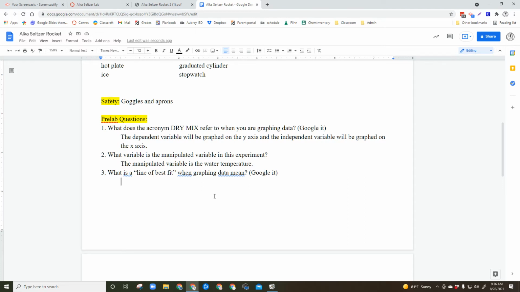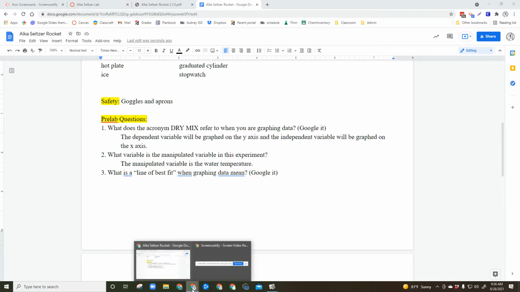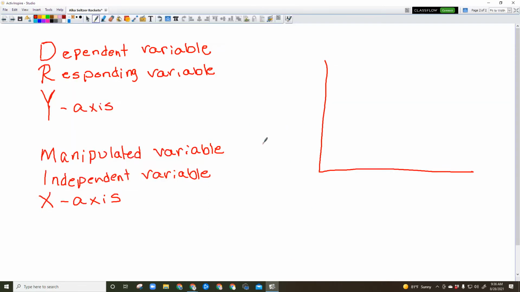Okay, so I know that you know what this means because we teachers talk to each other. And I talk to your math teachers, Algebra 1, and they assure me that you know what a line of best fit is. So let's review that. So the x-axis is the manipulated variable. So we're manipulating temperature. So I'm going to put that here. And the time is what's responding.